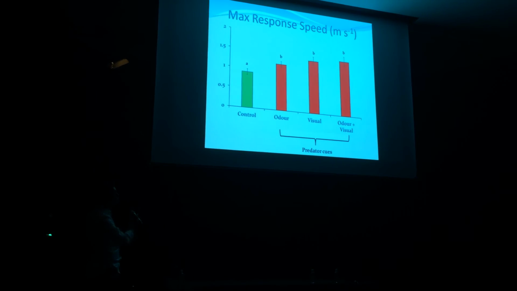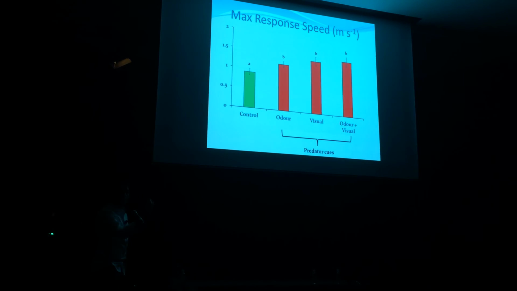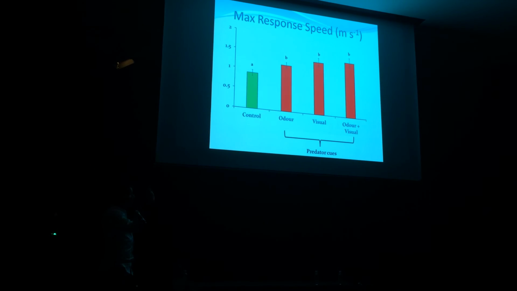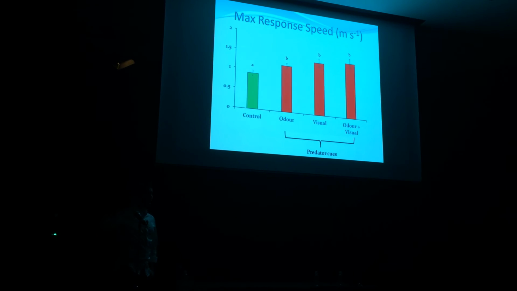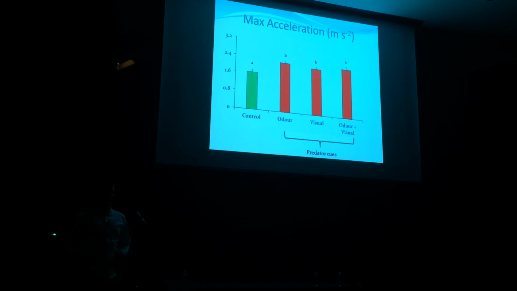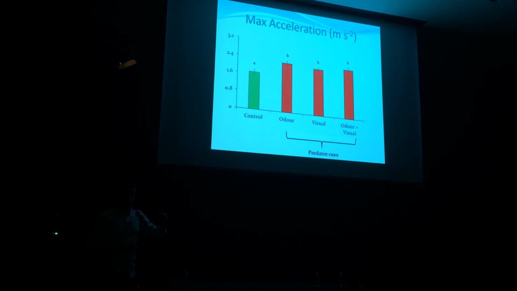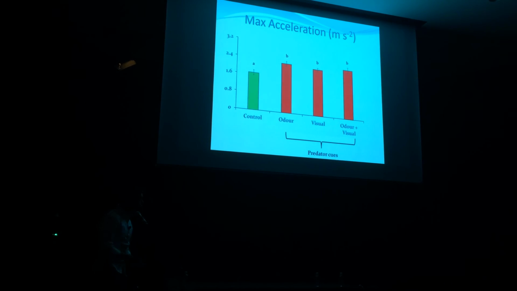The controls don't swim away too quick, but those that have the chemical odor of that predator in, they ramp it up. Those that can see the predator ramp it up even more. If you have both, you're getting away from there as quick as you can. And lastly, you can see that in the acceleration as well. Once again, all our predator cues are ramping up their response because they know they're in danger.